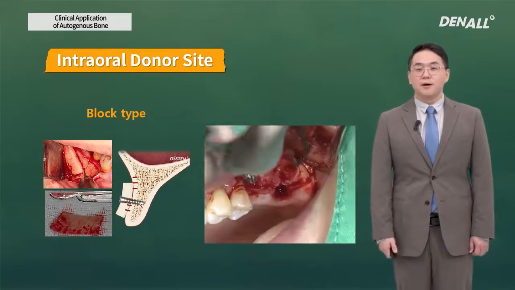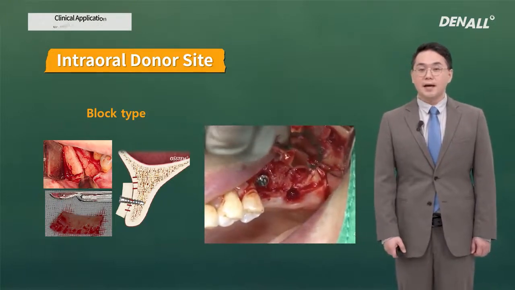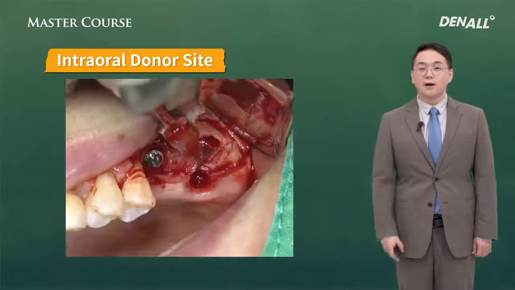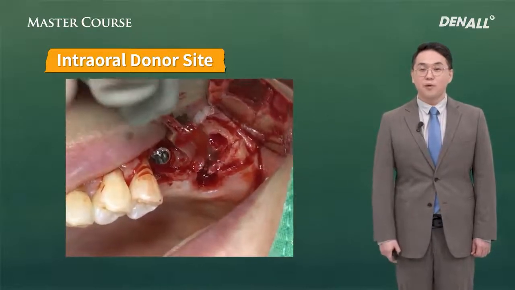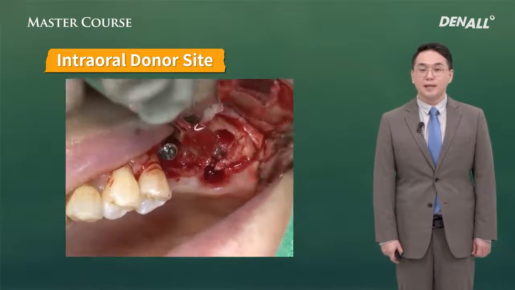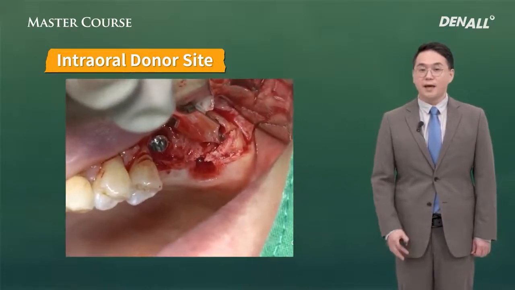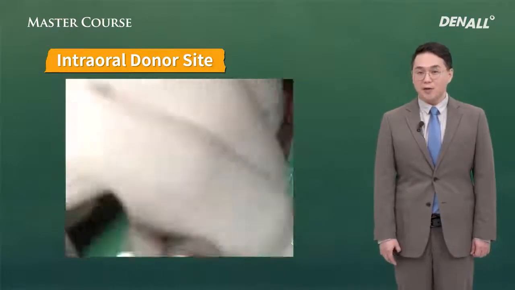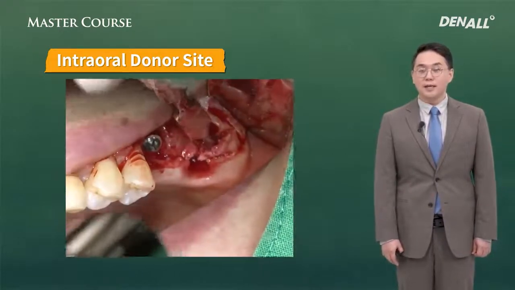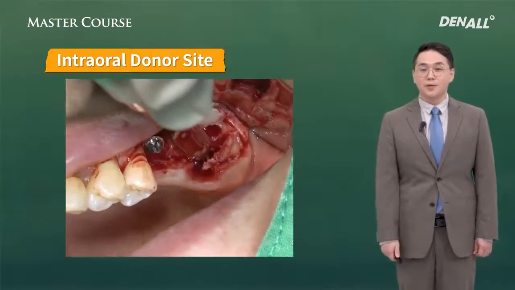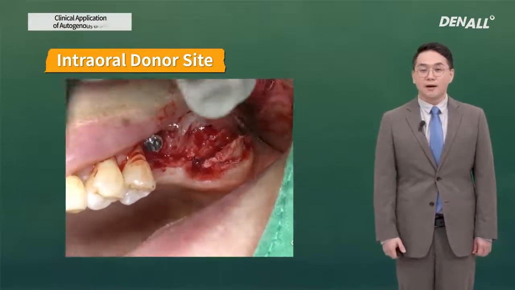In the tuberosity, using just one chisel, cancellous bone and cortical bone can be easily harvested from the maxillary tuberosity. The bone there is not very hard. To cut the bone, you don't need to use a saw or a drill. You can easily harvest the bone using the Austenbein chisel and mallet.